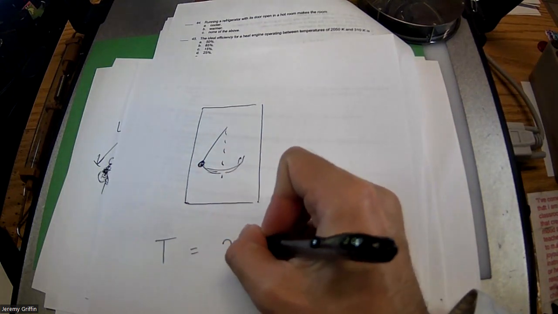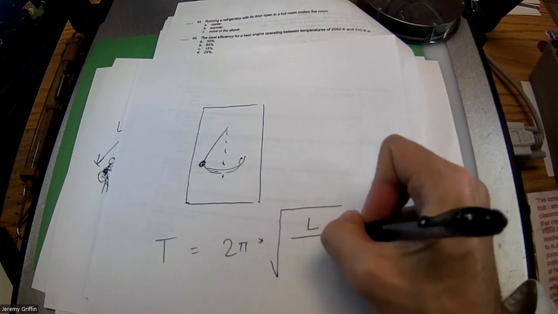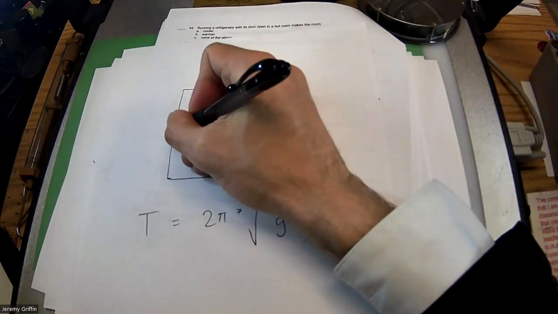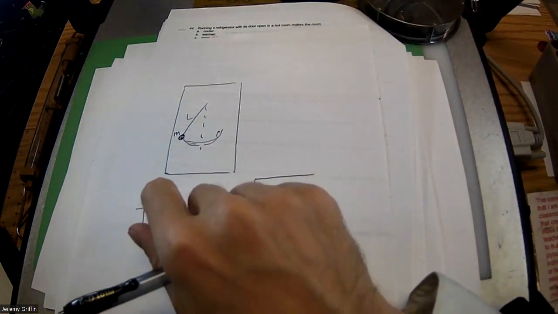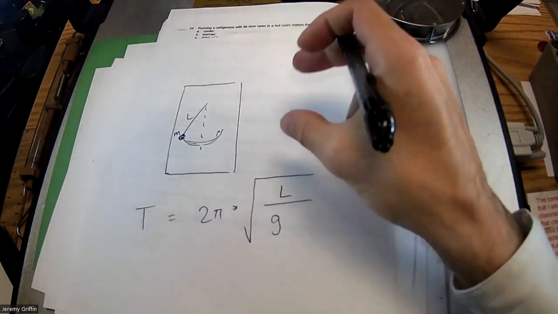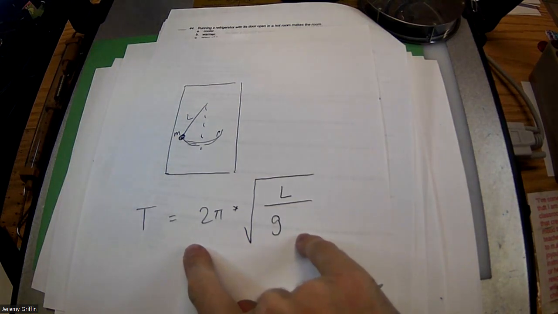That's going to be 2 pi times the square root of the length of the pendulum divided by the gravity field of the planet. The length of the pendulum is whatever it is. There's some mass here, but it doesn't show up in the equation anyway. Now, if the elevator is not moving, or is moving at constant velocity up or down, then just this equation is the entire story.